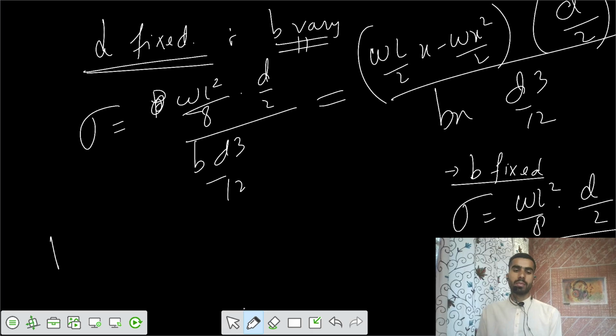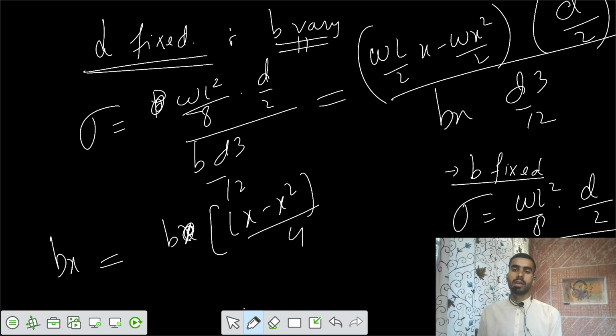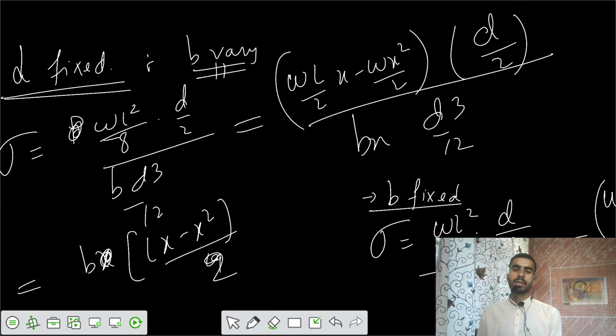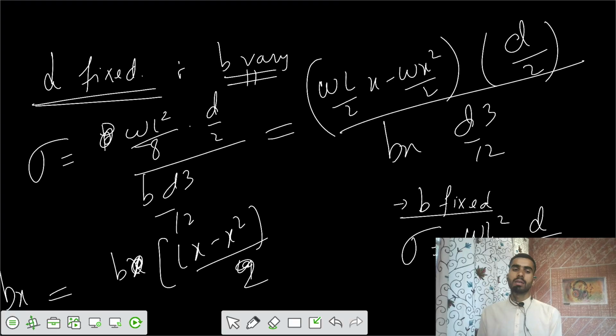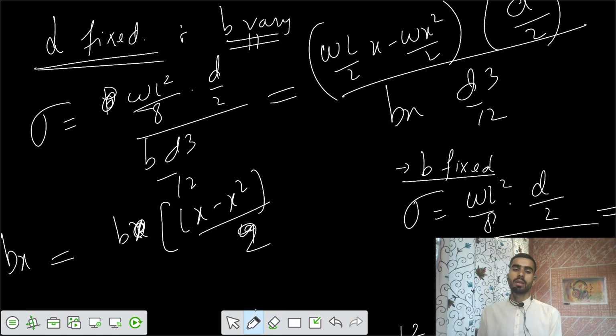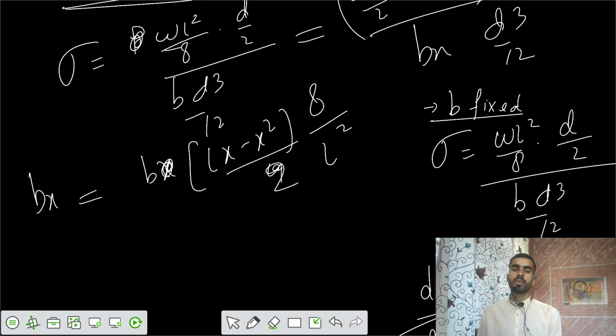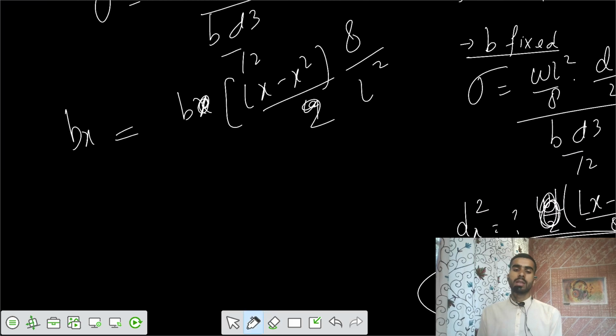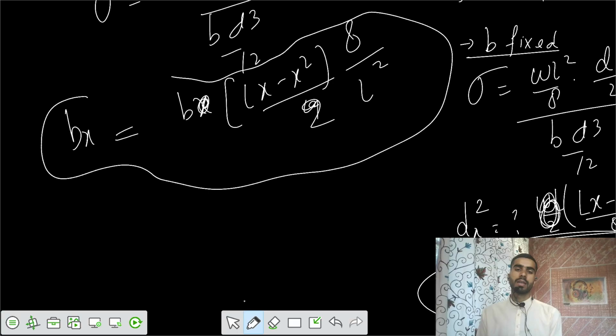Similarly, we can say the width at any x equals b of x. Actually, it would be in terms of Lx minus x square, divided by 4, divided by 2, then we are left with that 8 also on the top, and divided by L square. So this is the function we got, that bx is varying in this way.